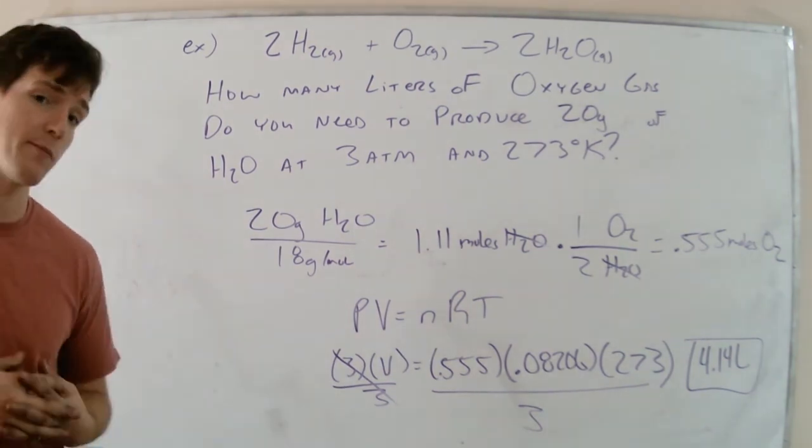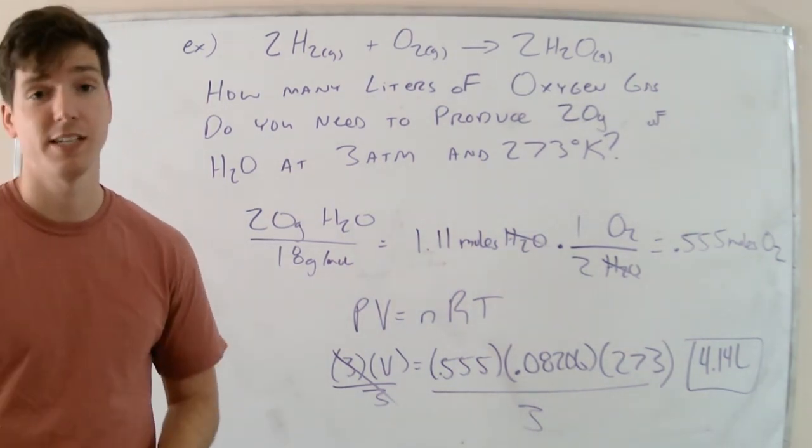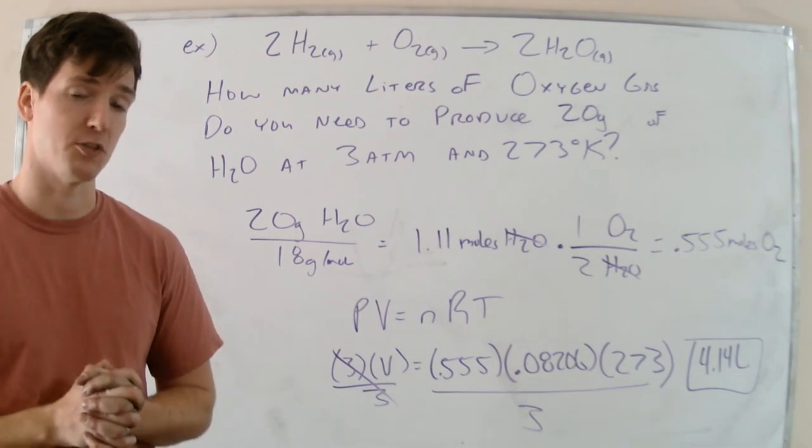Just like regular stoichiometry, it's just at the end, you're either plugging it into PV equals nRT or you're multiplying it by 22.4 if it's at STP.